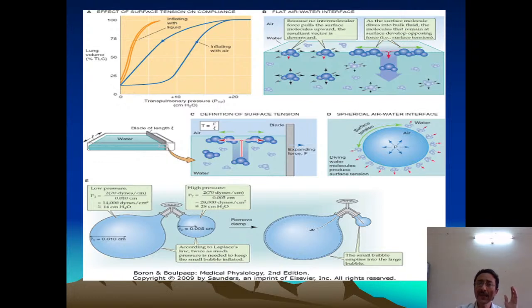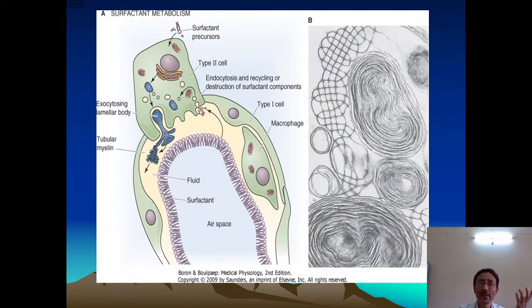Now what does this surface tension reducing agent do? The surface tension reducing agent will reduce the tension required at the air-water interface and reduce the work of breathing. So that is one of the functions of the surfactant. The surfactants help in reducing or overcoming the collapsing nature of the alveoli due to the water molecules. Now what is the composition of the surfactant?